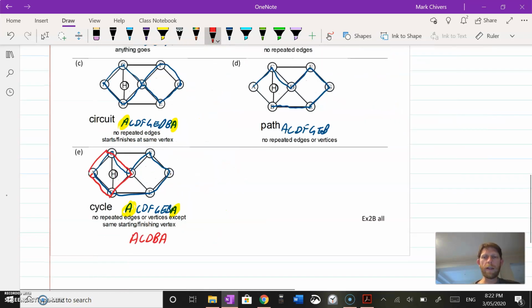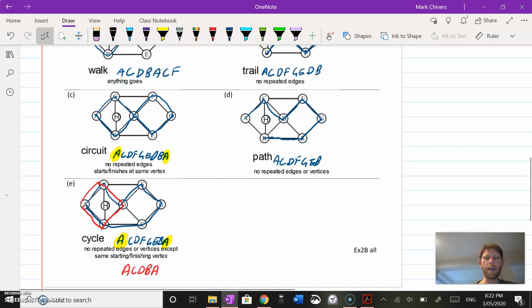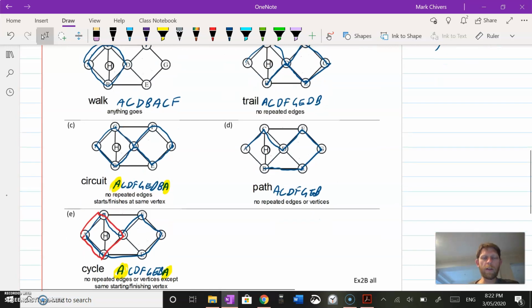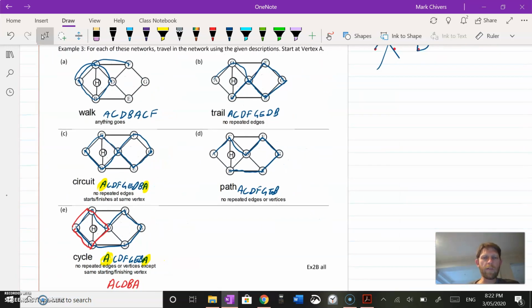So these are only examples. In each of these drawings, these are only examples of each of the methods of travel around a network that could be used, but there would be other ways of solving this problem in each of these graphs. With that, get yourself stuck into exercise 2B.